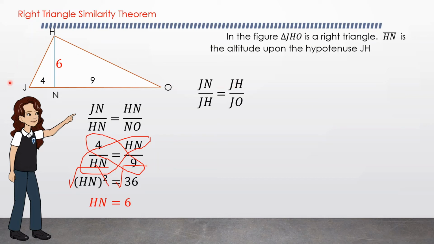That is one of the legs. So we have JN, yung katapat. So katapat ng JH is JN. So JN over JH is equal to JH over JO, yung kabuuan ng triangle.